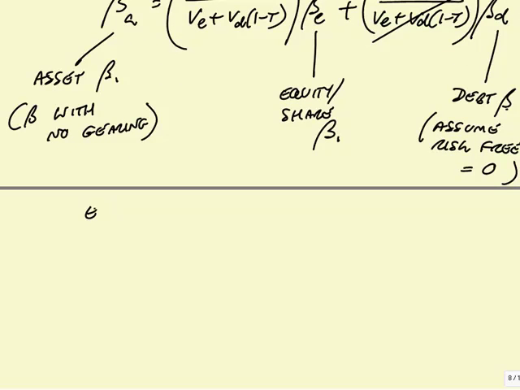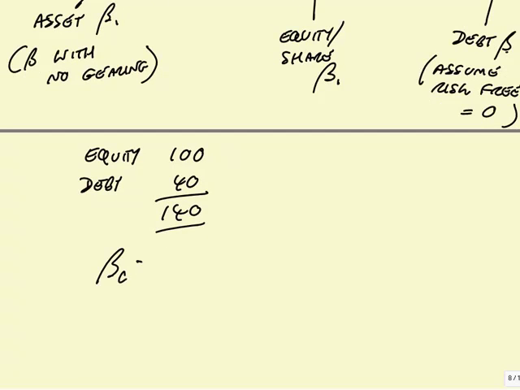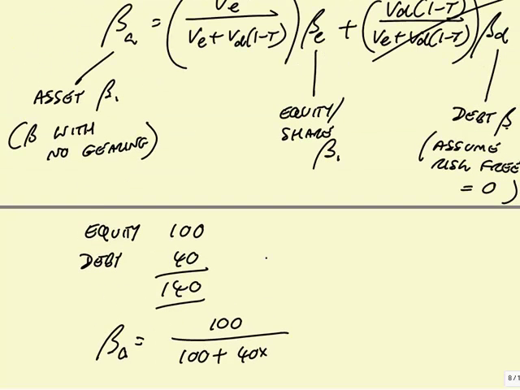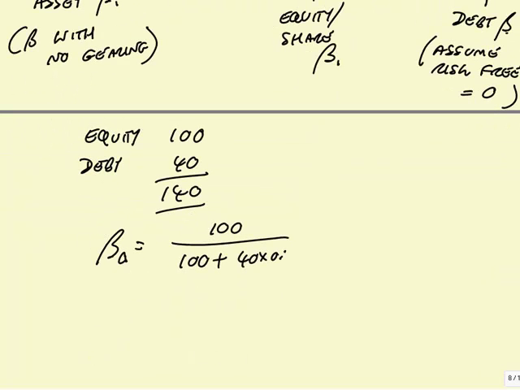Here, we want to ungear the similar company. And so, the similar company is geared. The ratio debt to equity is 40%, so if equity is 100, debt's 40. And so let's use the formula to ungear the beta. Beta asset, the one we want: VE, the market value of equity, 100, over VE plus VD, the market value of debt, 40 times 1 minus the tax rate. The tax rate is 25%, so it's 0.75. Times beta E. Did I say 2.3?